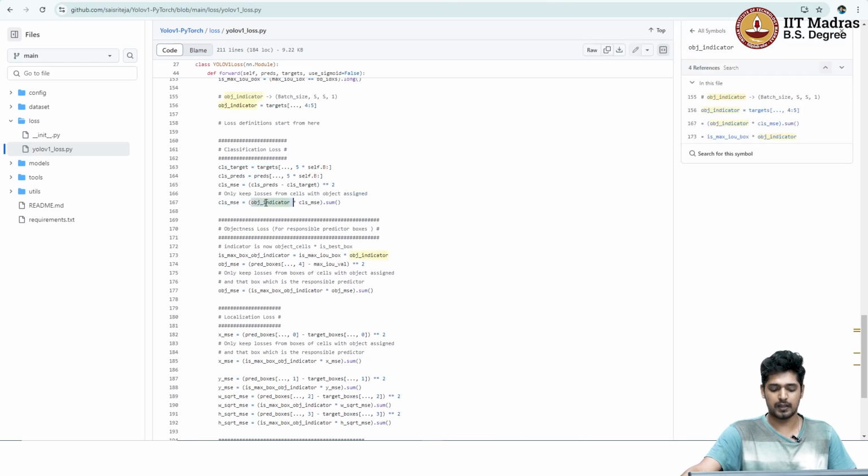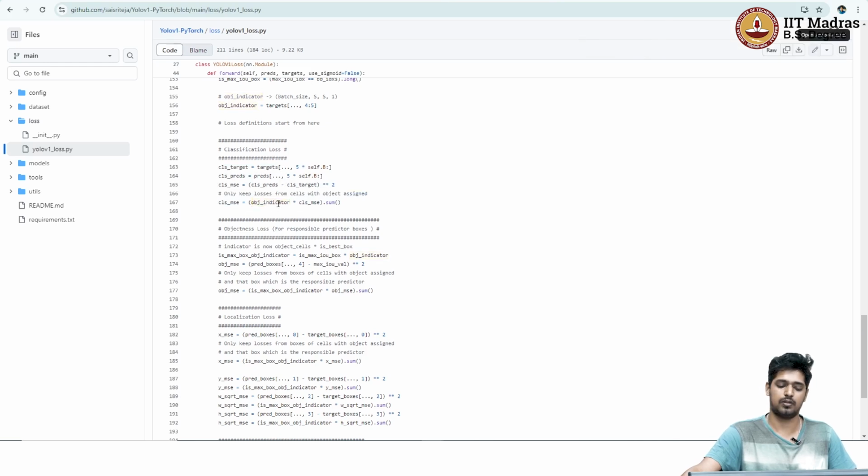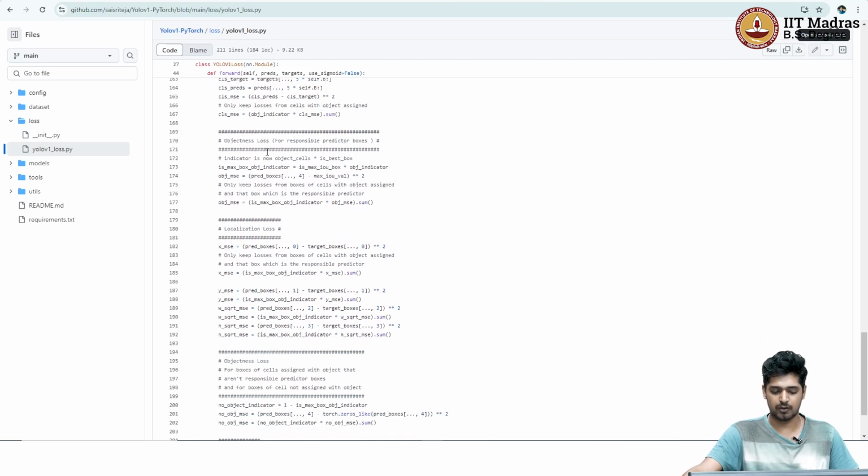Object indicator tells that the particular object is present. The objectness loss also indicates whether the object is present or not. And the classification loss tells whether it predicts the right object, basically, like is the predicted object a cat or a dog, something like that. Basically, we have two different losses for them.